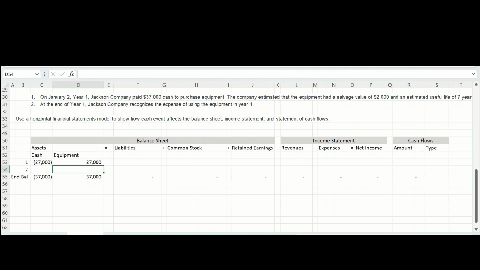So we have a balanced accounting equation for number 1 from the balance sheet. So let's move to the income statement. Were there any revenues or expenses mentioned in number 1? The company paid $37,000 to purchase equipment. There was a salvage value and a useful life determined. No revenues, no expenses. However, if we move to the statement of cash flows, there was $37,000 of cash that went out to purchase a long-term asset, this equipment, so therefore this was an investing activity.